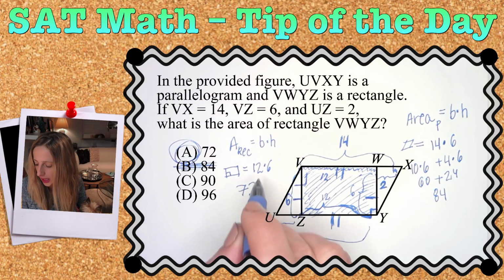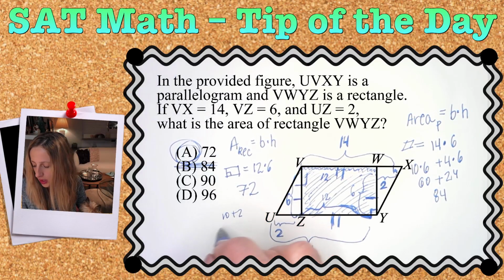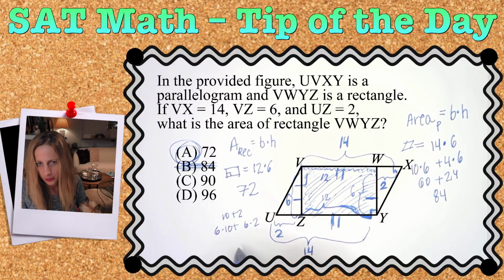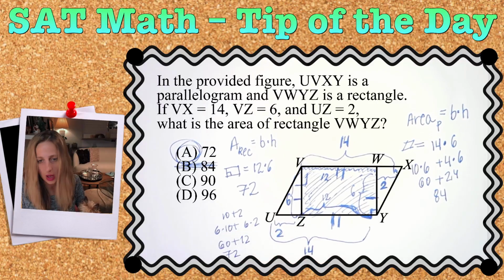Again, you could break up the 12 into 10 plus 2. So you could do 6 times 10 plus 6 times 2, and that would be 60 plus 12, depending on how much non-calculator support you might need as advice.